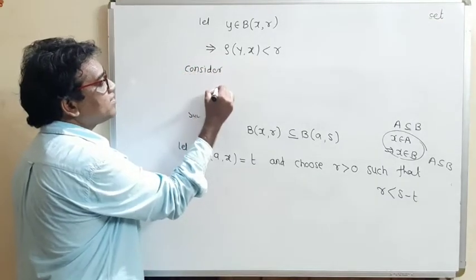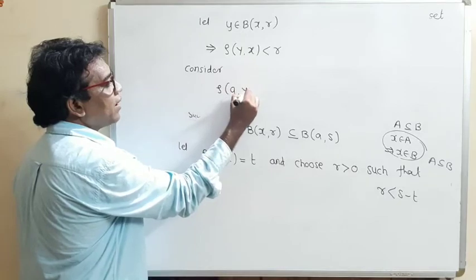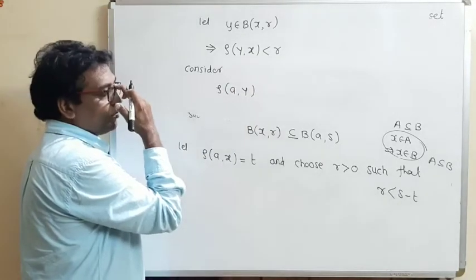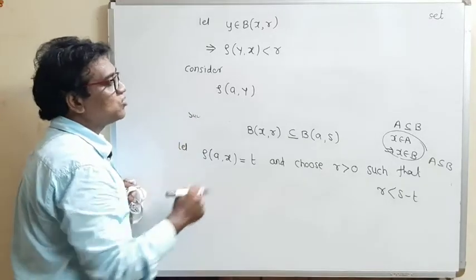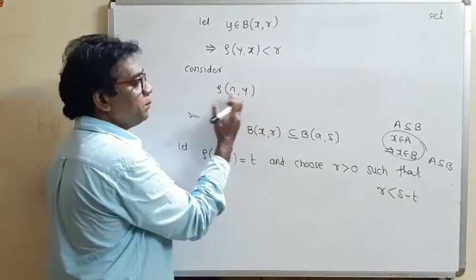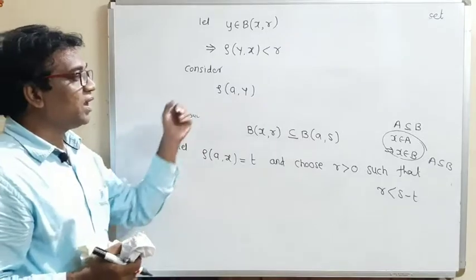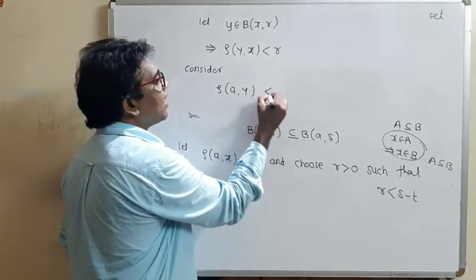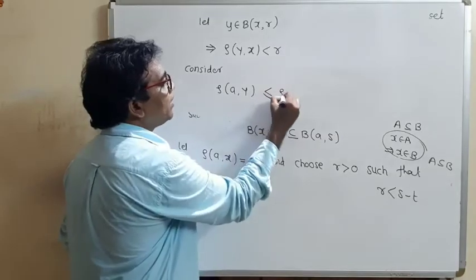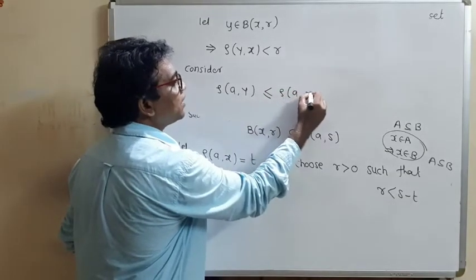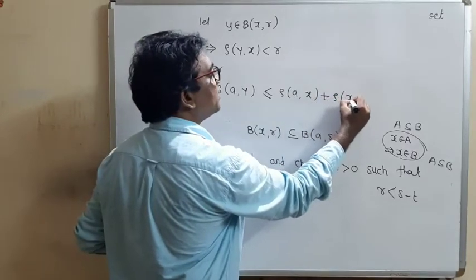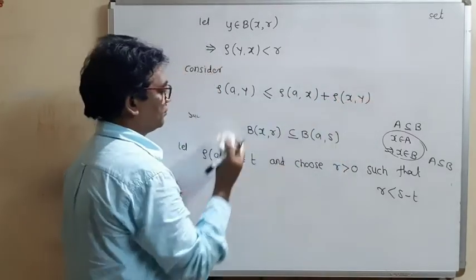Now consider the distance between A and Y. For this distance we use the triangle inequality. So what is the triangle inequality? In between A and Y we can put any letter. So this is less than or equal to the distance between A and an intermediate point X, plus the distance between X and Y.